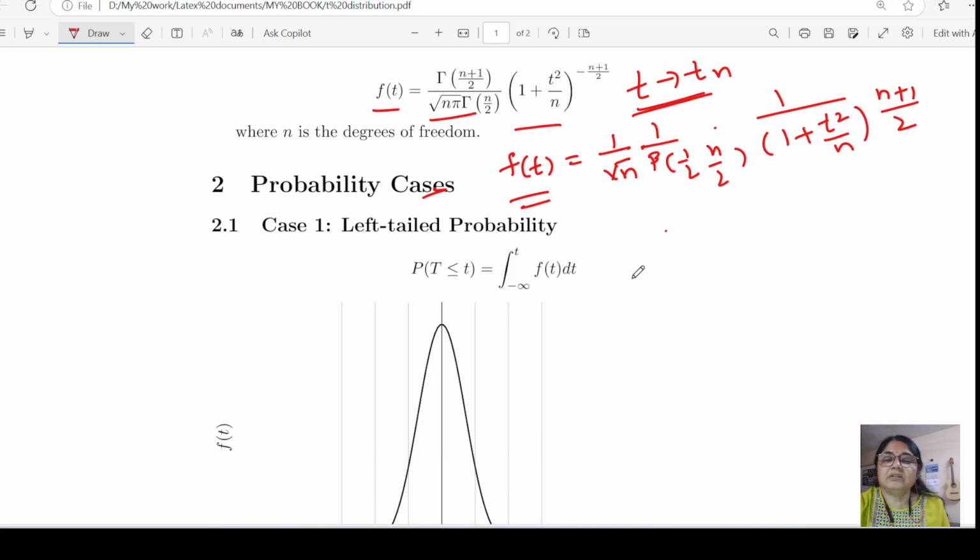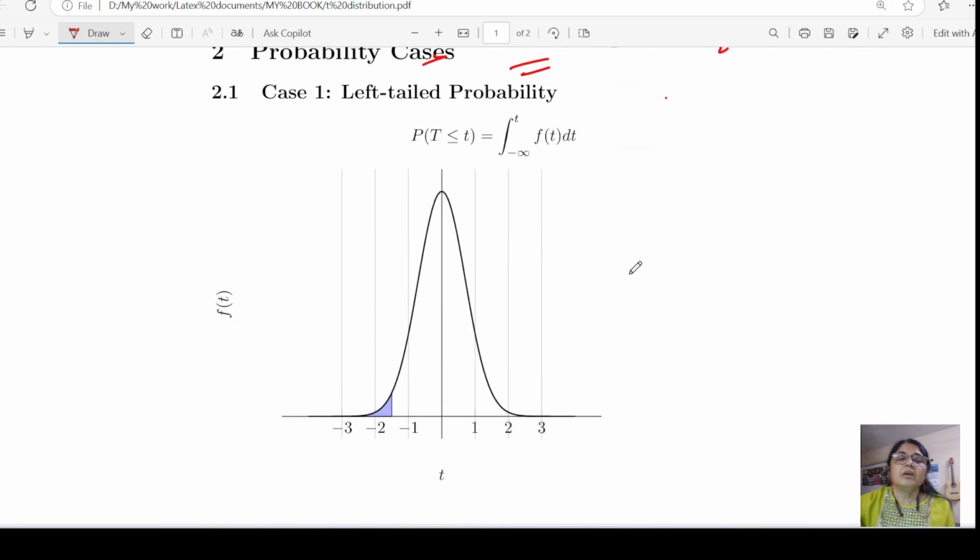We can see this is the curve, and we will discuss three cases. In the first case, it is left-tailed probability, that is probability of T less than or equal to t, which is equal to the integration from minus infinity to t of f(t) dt, where we will find the area on the left side of the curve, that is minus infinity to t, whatever the value of t is given.